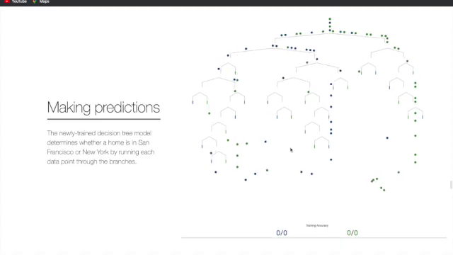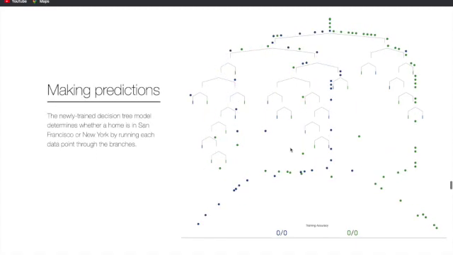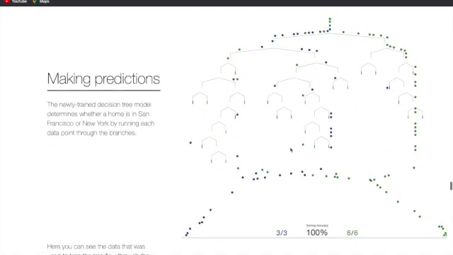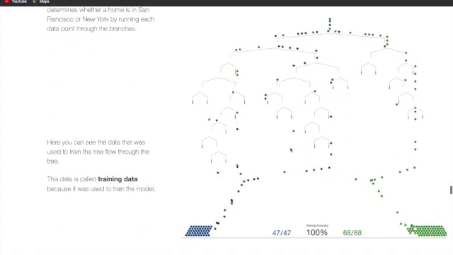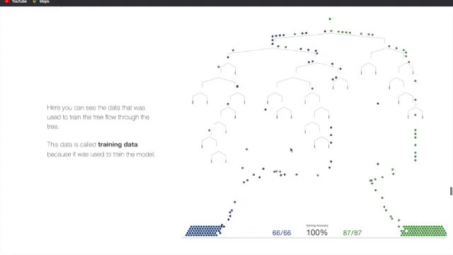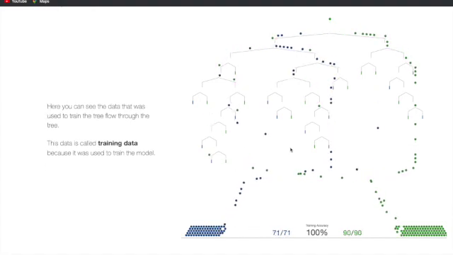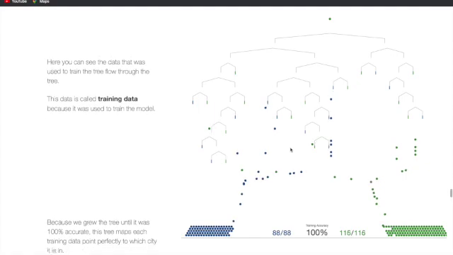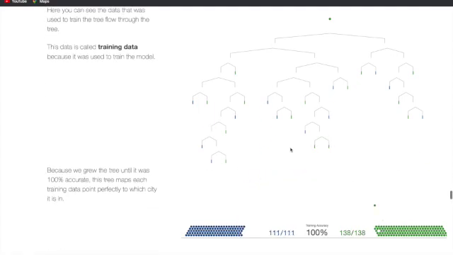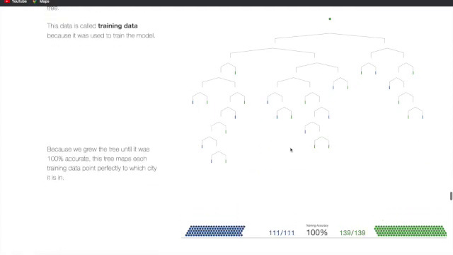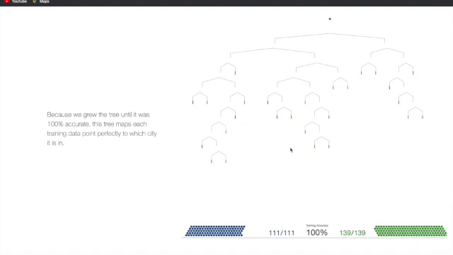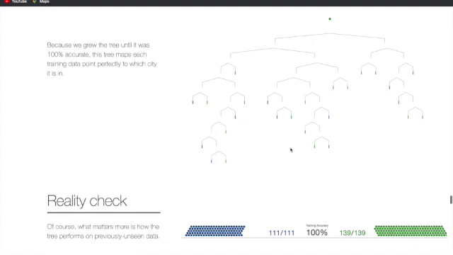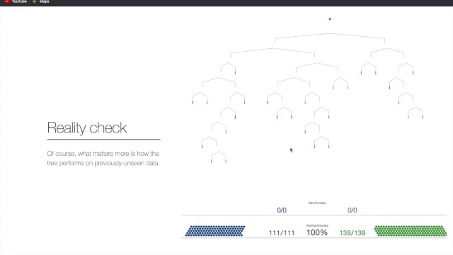Now it's time to make predictions. The newly trained decision model determines whether a home is in San Francisco or New York by running each data point through its branches. Here we can see that the data used to train the tree flows through the tree, and the accuracy we are receiving is 100%. So this is something which happens on the training dataset. Because we grew the tree until it was 100% accurate, this tree maps each training data point perfectly to which city it is in. Now let's have a reality check.